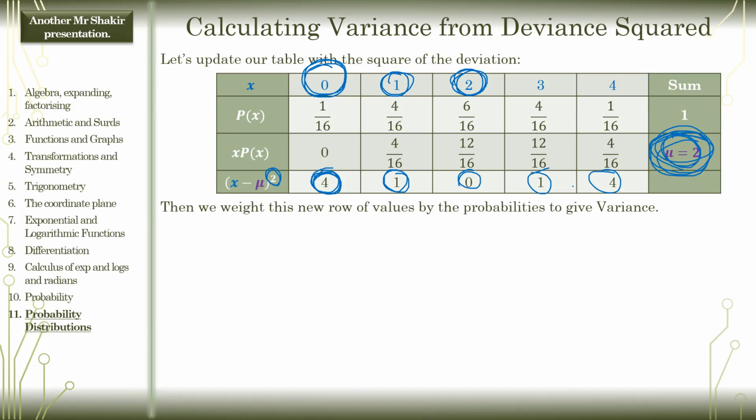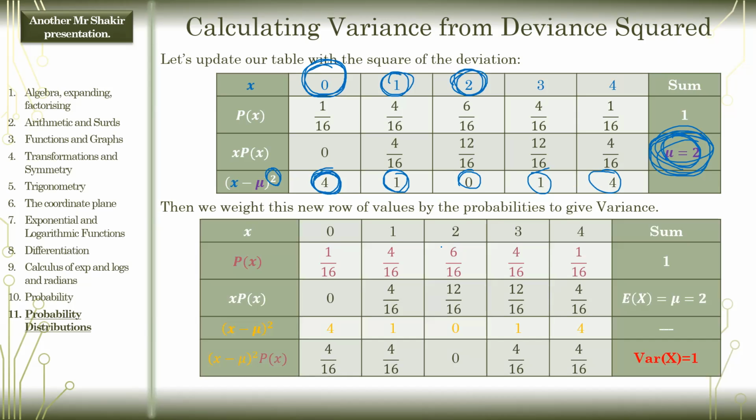Now we're going to weight these new row values by the probabilities to give variance. So we're going to multiply whatever this was by the probabilities. You multiply this with that to give you that. Multiply this with this to give you that. And you sum these up, and that will give you variance. Any questions?